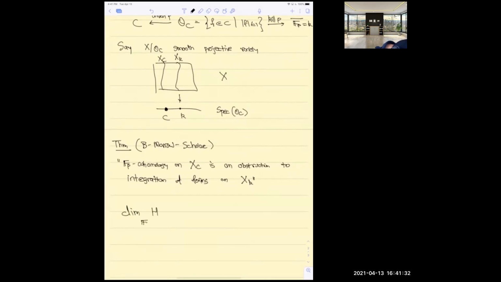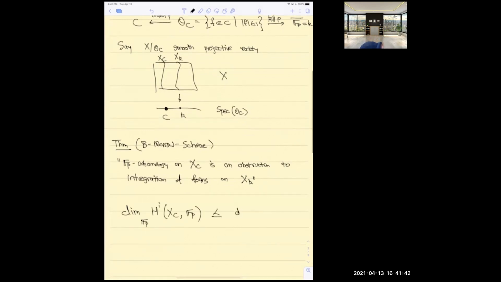So I can look at the dimension of the vector space of mod P cohomology on my complex variety, the object I'm trying to understand. And the dimension of that vector space is bounded above by the dimension of a vector space attached to this variety Xk in characteristic P, which is this de Rham cohomology.